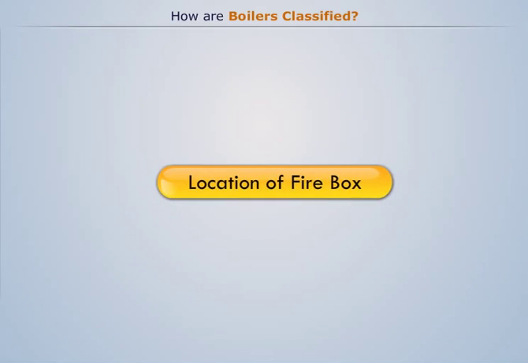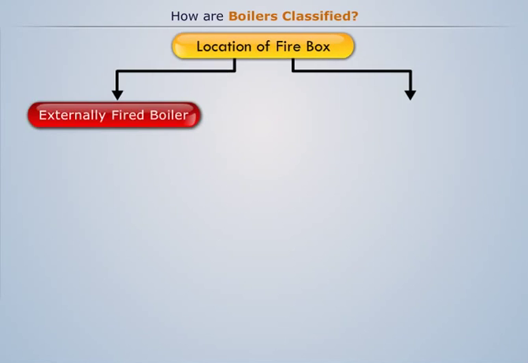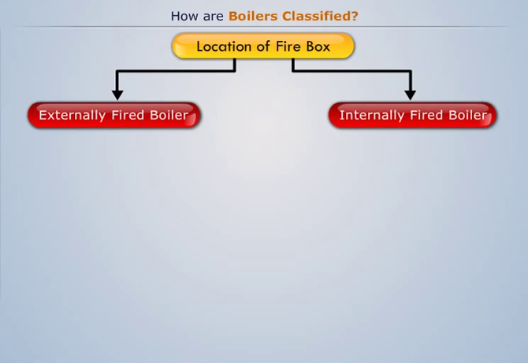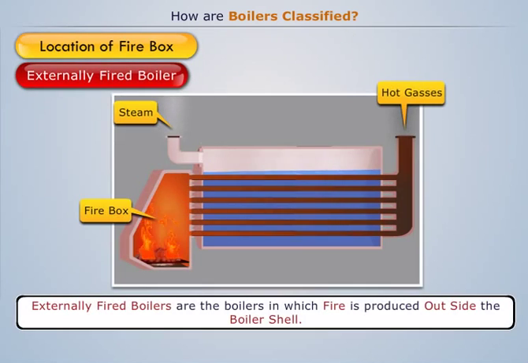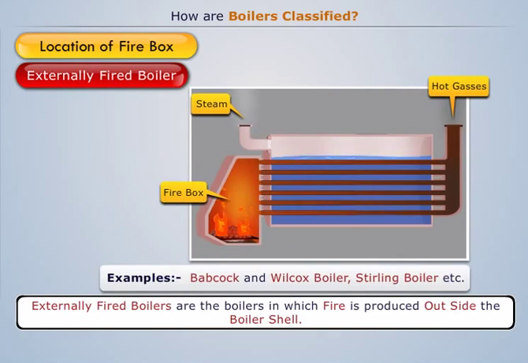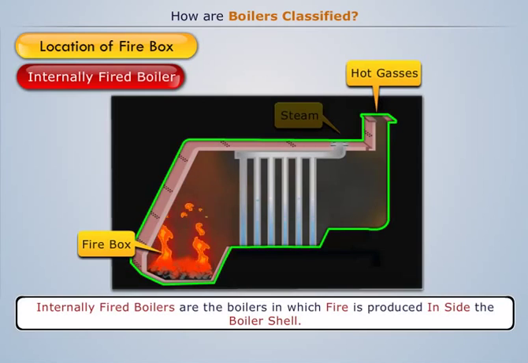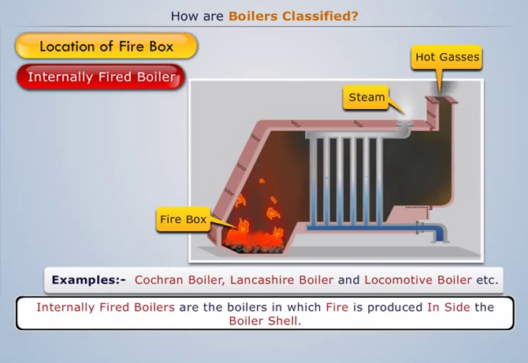Location of firebox. On this basis, boilers are classified as externally fired boiler and internally fired boiler. Externally fired boilers are the boilers in which firebox is outside the boiler shell. For example, Babcock and Wilcox boiler, Stirling boiler, etc. Internally fired boilers are the boilers in which firebox is inside the boiler shell. For example, Cochrane boiler, Lancashire boiler, and locomotive boiler, etc.